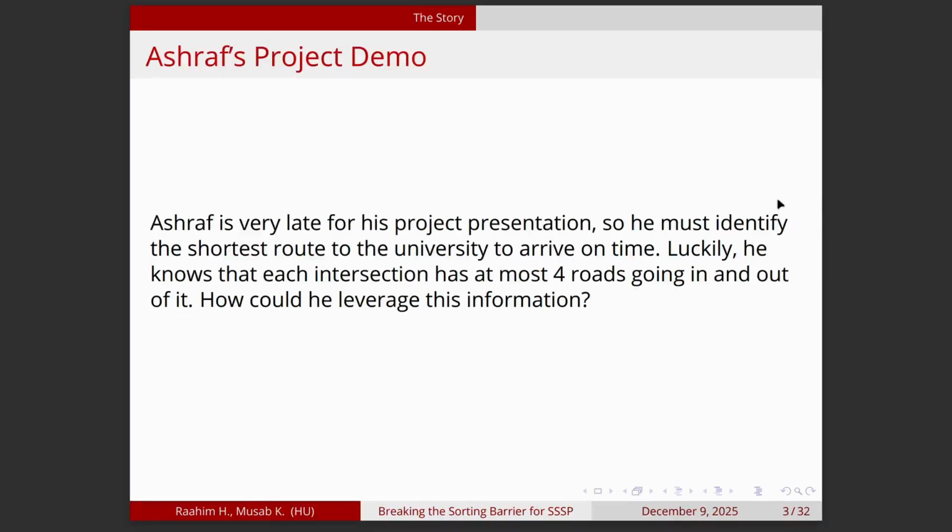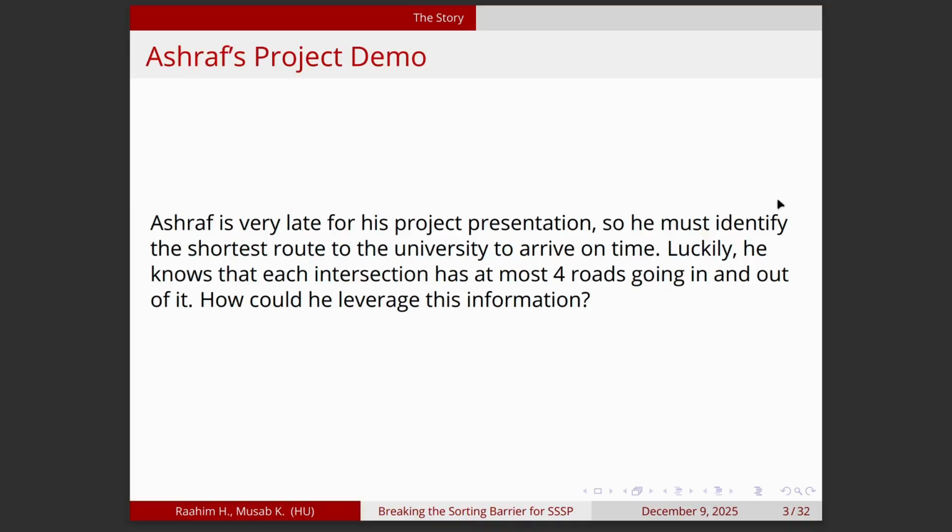So here is a possible scenario where you'd want to use this. Ashraf is very late for his project presentation, and he must identify the shortest route to university to arrive on time. Luckily, he knows that each intersection has at most 4 nodes going in and out of it. How can he leverage this information?